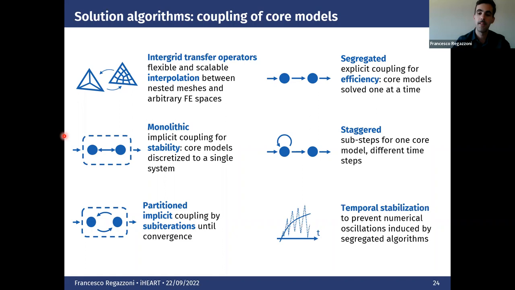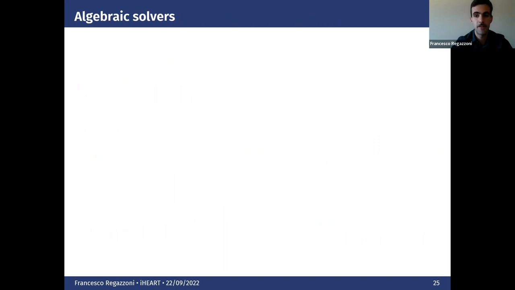These approaches are more attractive, but they can give you some instabilities, so some artificial oscillations that come up. And so we have to define suitable methods to prevent these oscillations that are called numerical oscillations. In the end, you end up with a discrete system that a computer is in principle able to solve, but we have to define algorithms also for that.